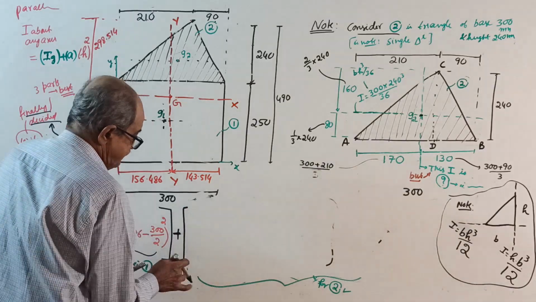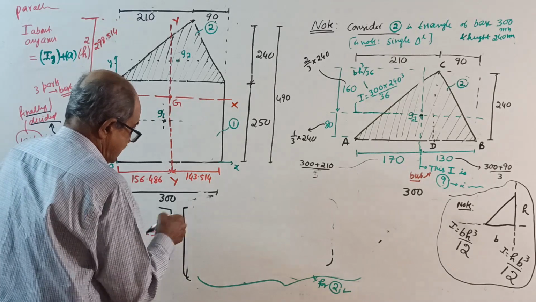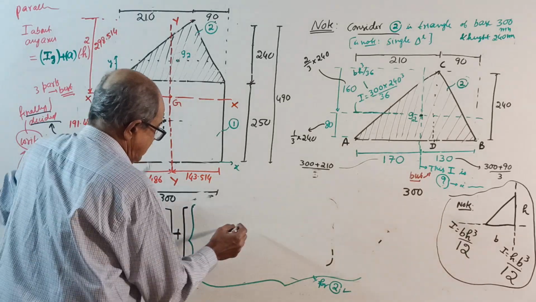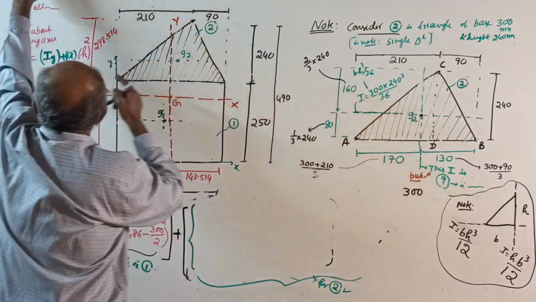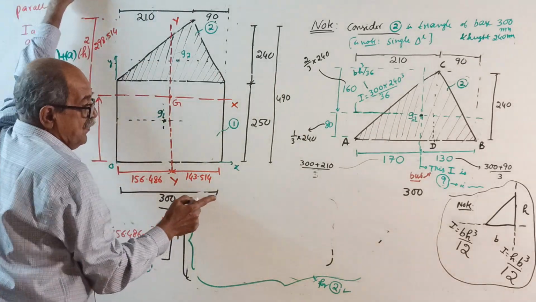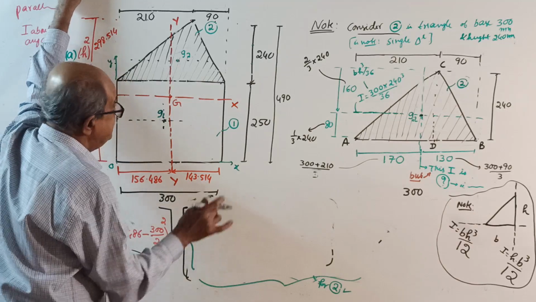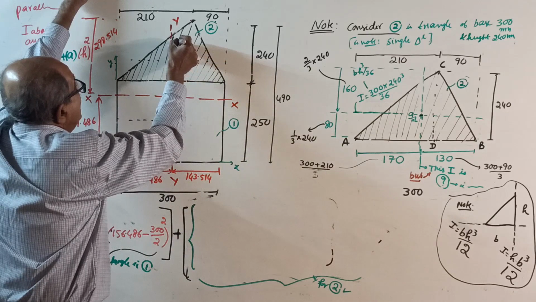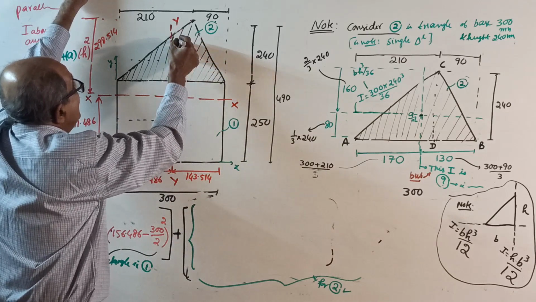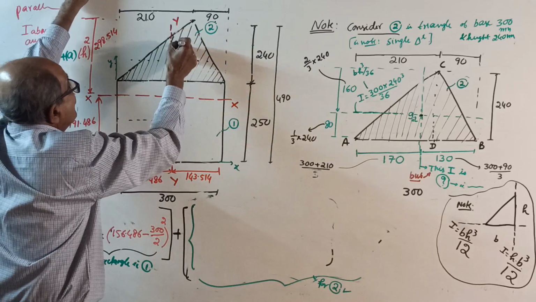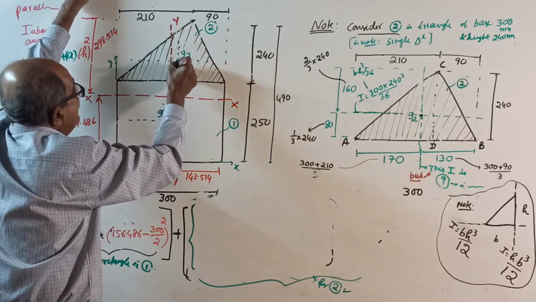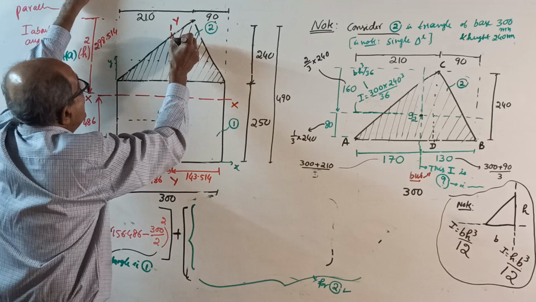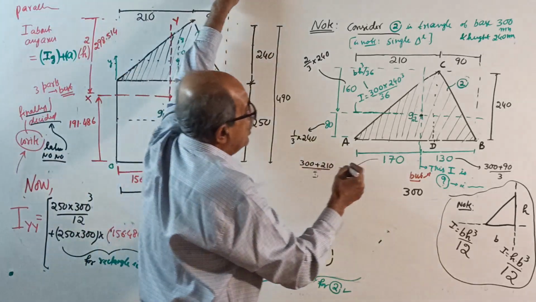See, the formula is what? First is Ig. The formula is Ig plus A h square. First you require the Ig term. Ig means what? Moment of inertia about its own centroidal axis. See here, parallel to YY, this axis. To understand, I will write it as small yy. Small yy to understand. See, that small yy is here.